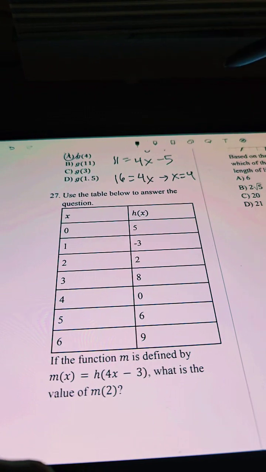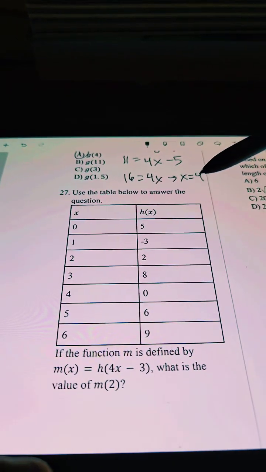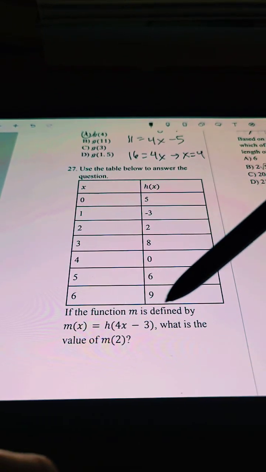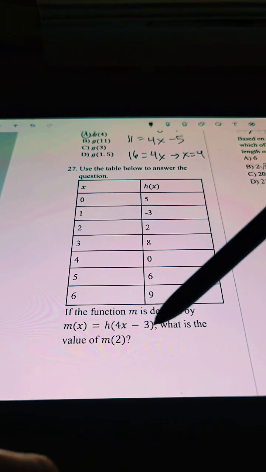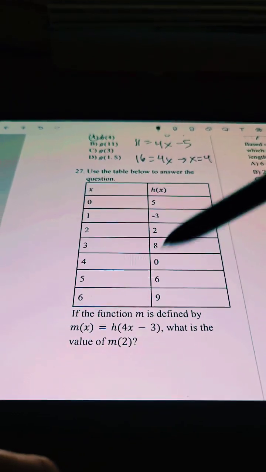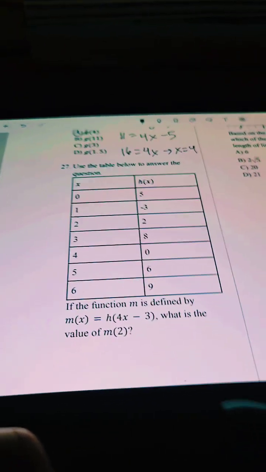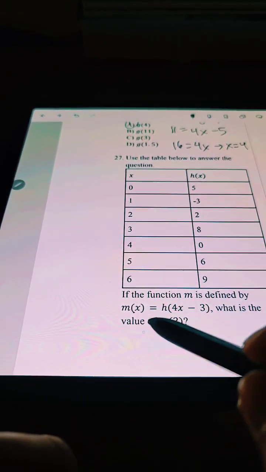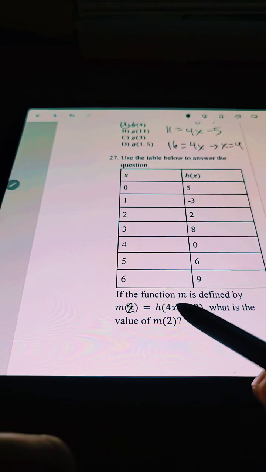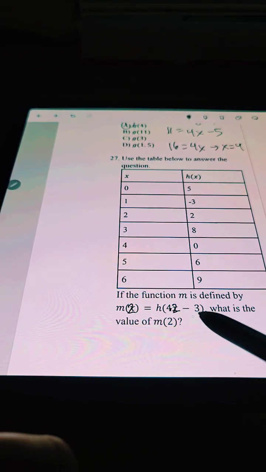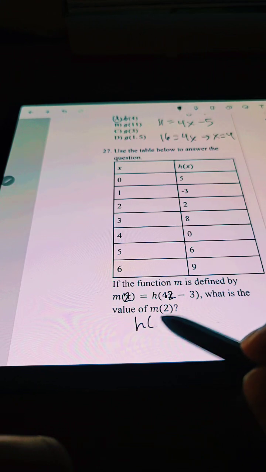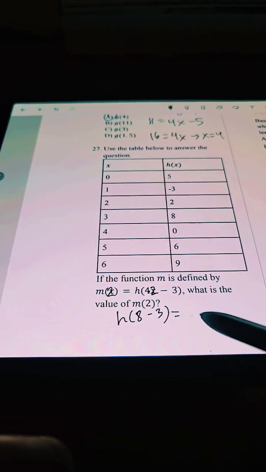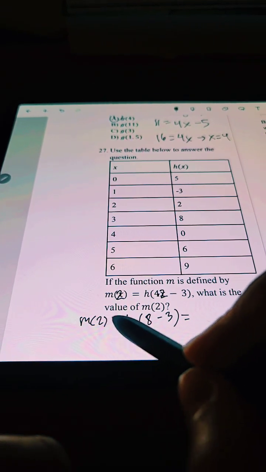Okay, so now let's go to number 27. Use the table below to answer the question. So this table, if the function m is defined by m of x is equal to h of all that, what is the value of m of 2? Okay, so we want to find out m when x is 2. Why is it not writing? There we go. So everywhere we see an x, we're going to replace it with 2. So 4 times 2 minus 3 there. So we have h of 4 times 2 is 8 minus 3. And this is what's equal to m of 2.